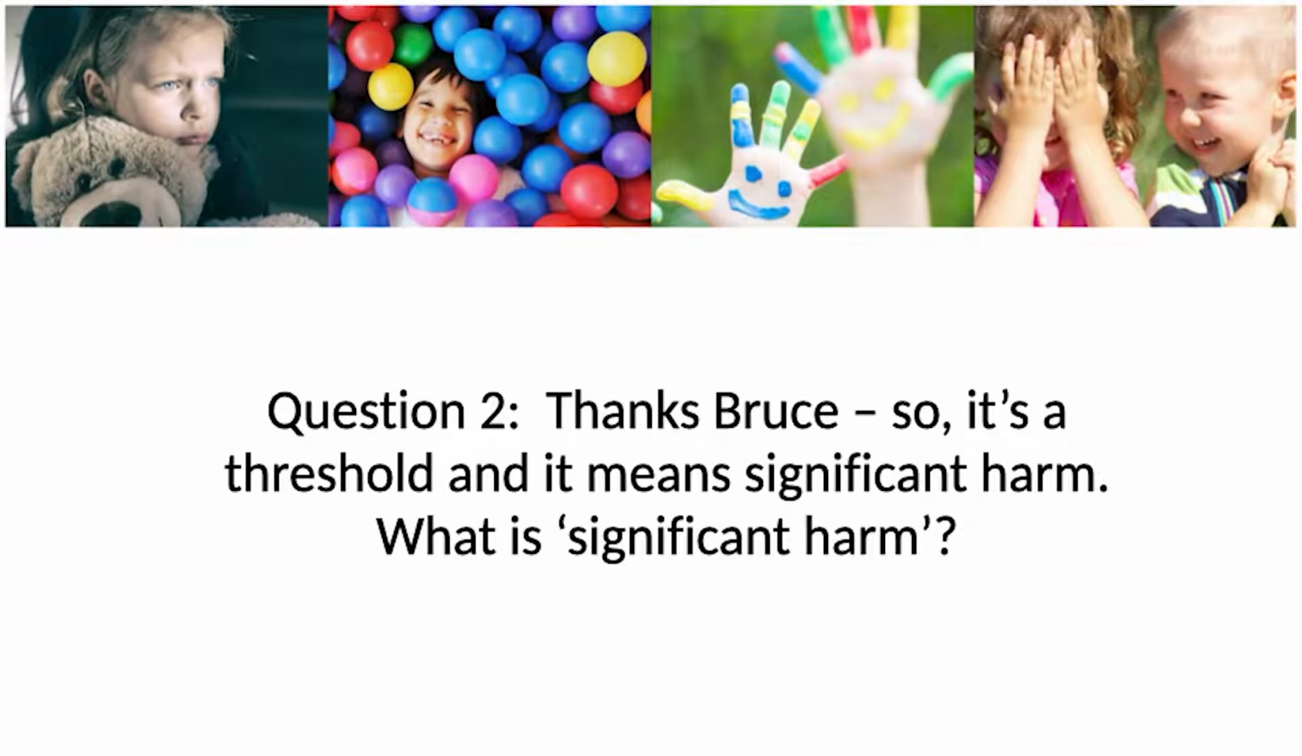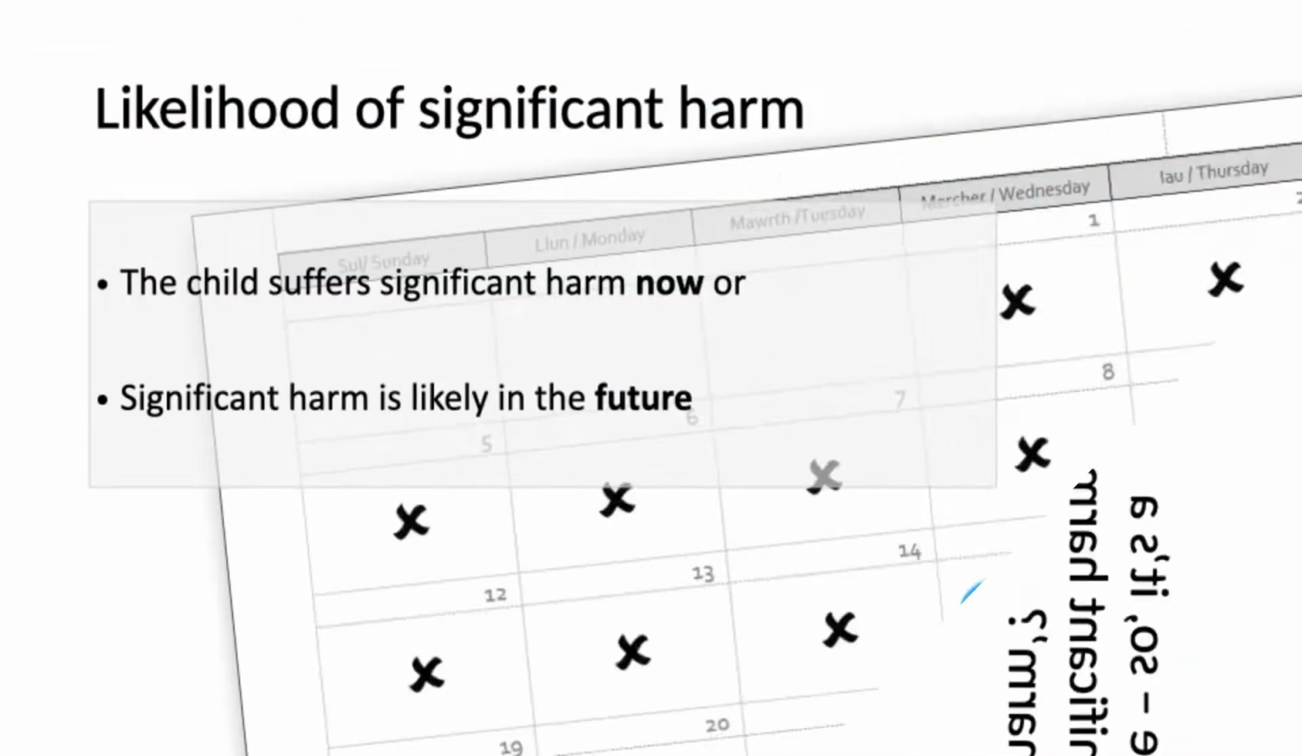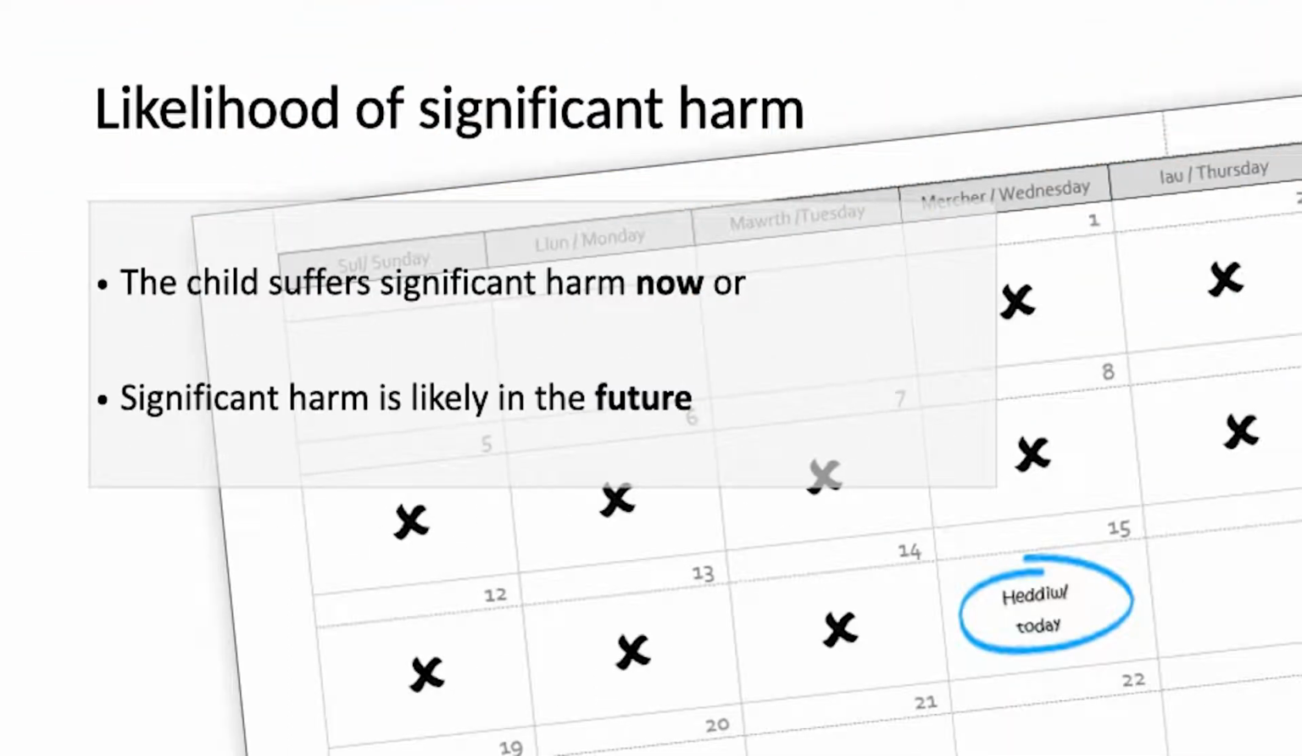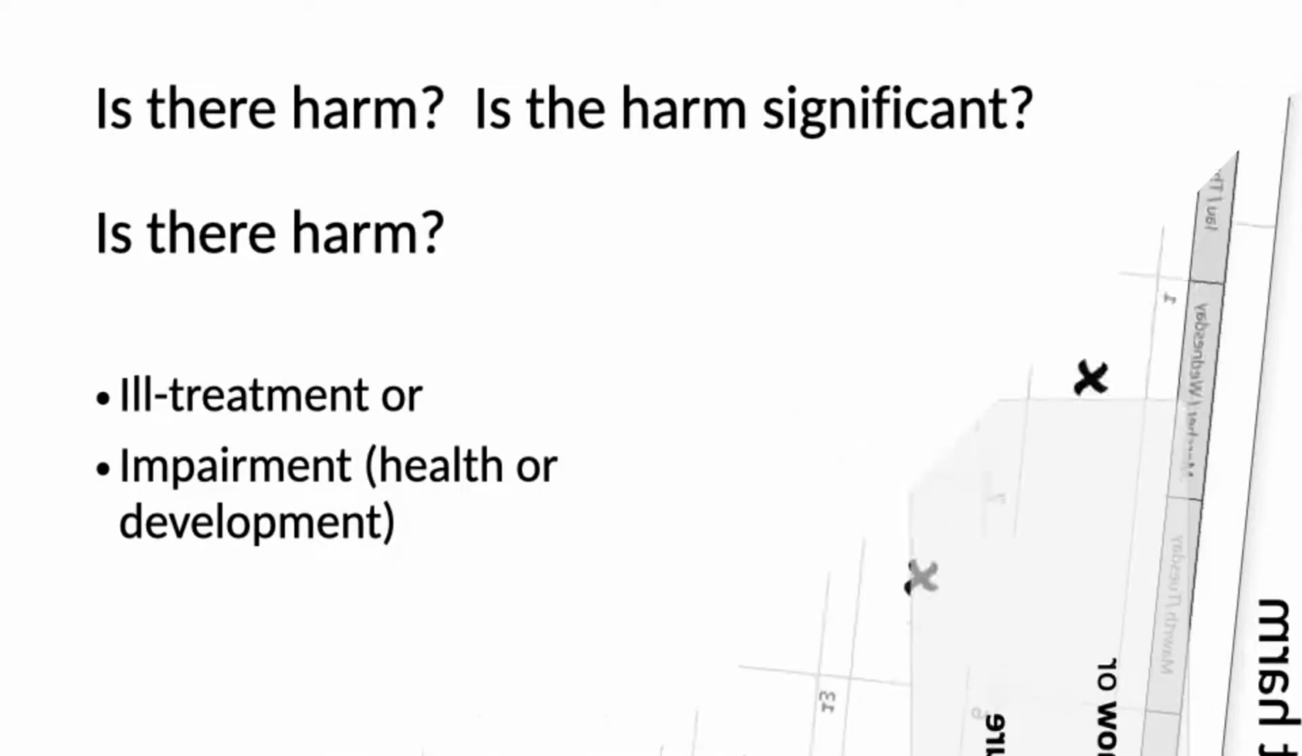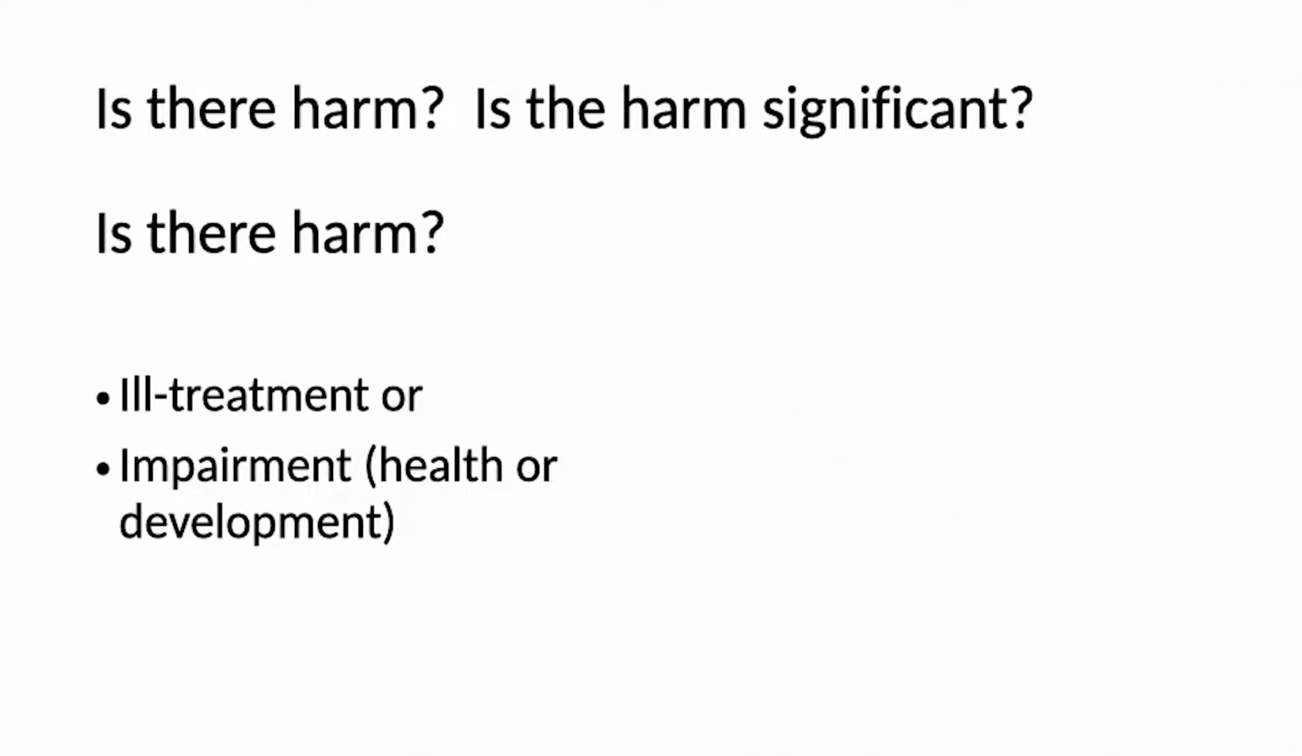Thanks, Bruce. So it's a threshold and it means significant harm. What is significant harm? Well, actually, it's more than suffering significant harm now. The threshold is that a child is suffering significant harm now, or that significant harm is likely in the future. So it is about now and also how things are likely to be in the future unless something is done. It is best to explain significant harm by breaking it up into its two parts. You have harm, and then what makes the harm significant.